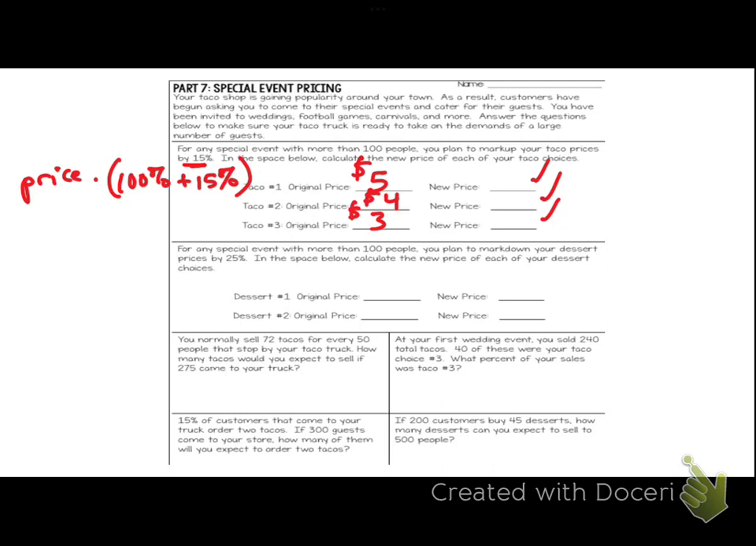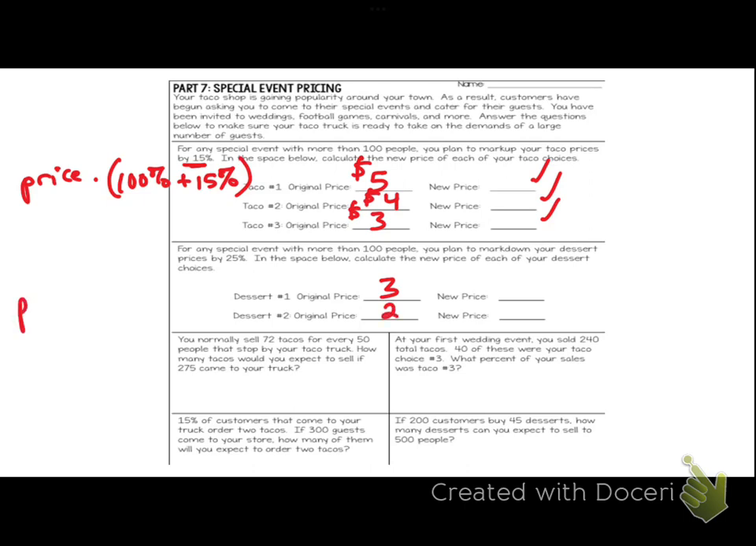The next part, it says for any special event with more than 100 people, you plan to mark down your desserts. That means it's going to get taken away. You're going to mark it down by 25%. In the spaces below, calculate the new price of each dessert. So let's say that one dessert was $3, another was $2.